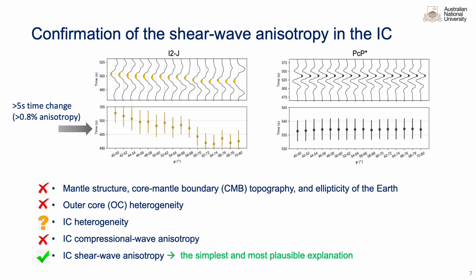And then we do analysis to confirm that time difference. We analyze several explanations for the time difference, and finally, we conclude that the inner core shear wave anisotropy is the simplest and the most plausible explanation for our observations.